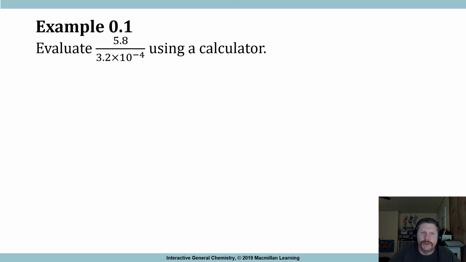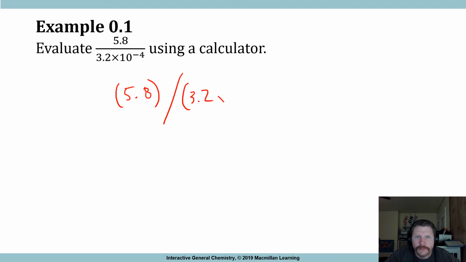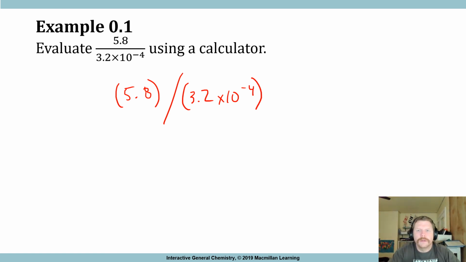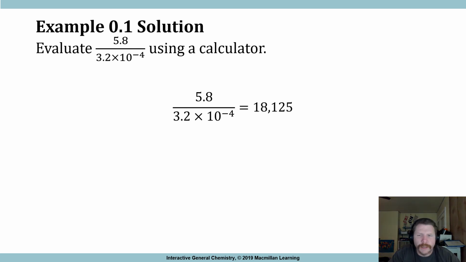So, evaluate this number using a calculator. The way that I would plug this in is I would first plug in parentheses 5.8, divided by 3.2 times 10 to the negative fourth. So for my calculator, the way that works is I'm going to go parentheses 5.8, close parentheses, divided by, and then open parentheses 3.2, and then exponent 4, and then I'm going to press my negative function. I'll plug that all in, and I got 18,125. That's what I got on my calculator, as you can see here.